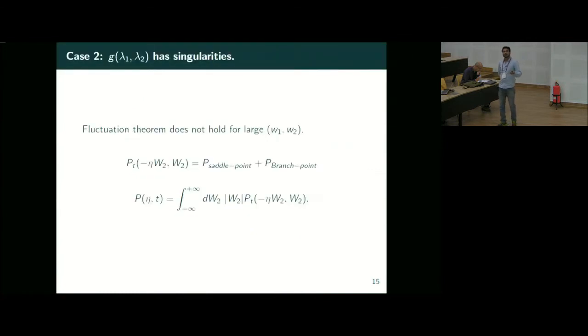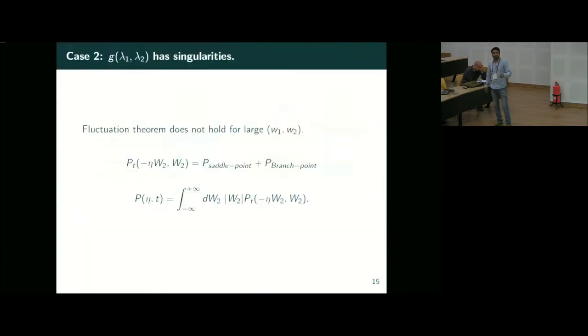If G(λ1, λ2) has singularities, then the fluctuation theorem will not hold for large W1, W2. Then this thing has two types of contributions. One is the saddle point contribution, and the other is the branch point contribution. So if I know exactly this term, I'll put it here, and I calculate the saddle point integration over this one, and I can get the full distribution. Okay. So this is my task. But unfortunately, we were not able to calculate this exact branch point contribution, so we'll show how to calculate that numerically here.